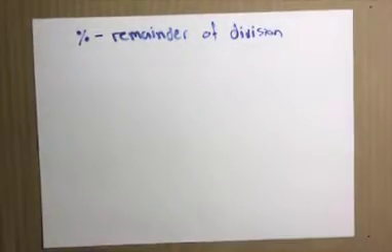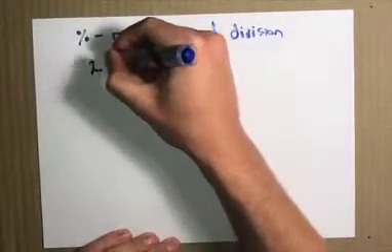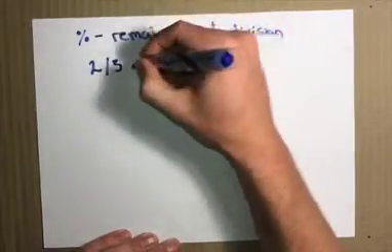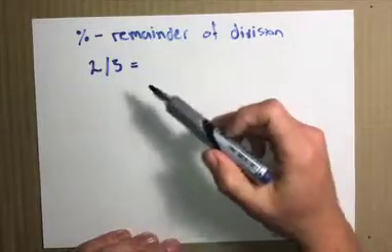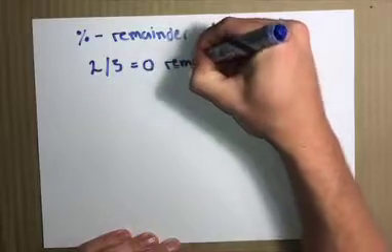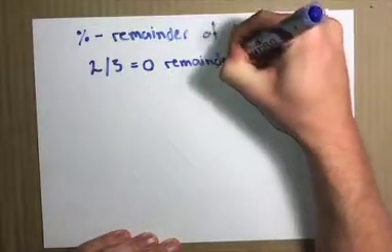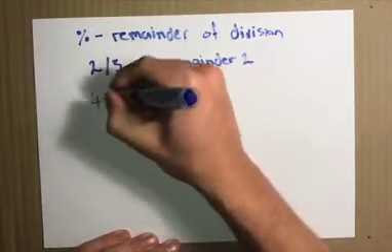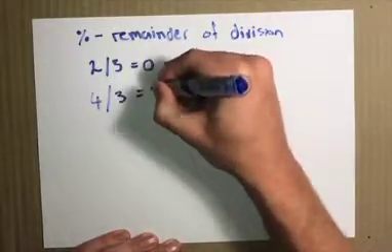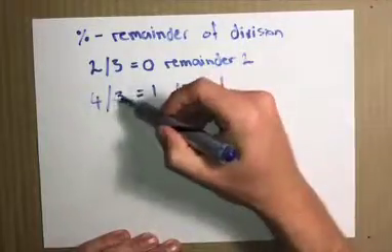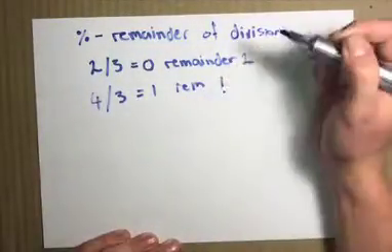Okay, so mod will give us the remainder of division. Let's say if we divide 2 by 3, what will be the answer? 2 divided by 3 is 0, remainder 2. Let's say, for instance, 4 divided by 3 is equal to 1, remainder 1, because 3 goes into 4 once and 1 is left.